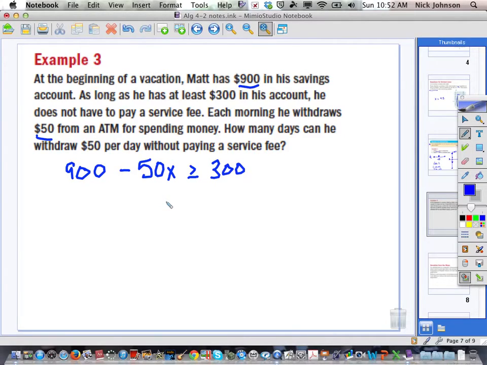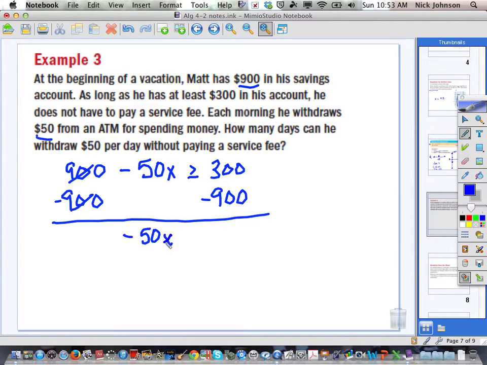They want to know when he's going to have to pay a service fee. So as long as it equals 300, we're fine. Okay? So, doing our math, two-step process. The inverse of adding 900 is subtracting 900. Whatever I do to one side, I have to do to the other side. My 900s are gone, leaving me with negative 50x is greater than or equal to 300 minus 900, which is negative 600.